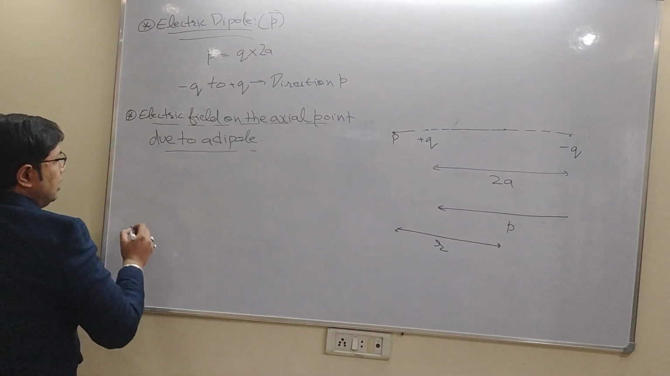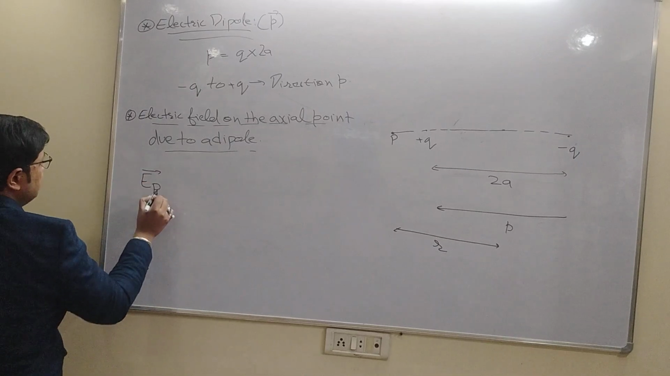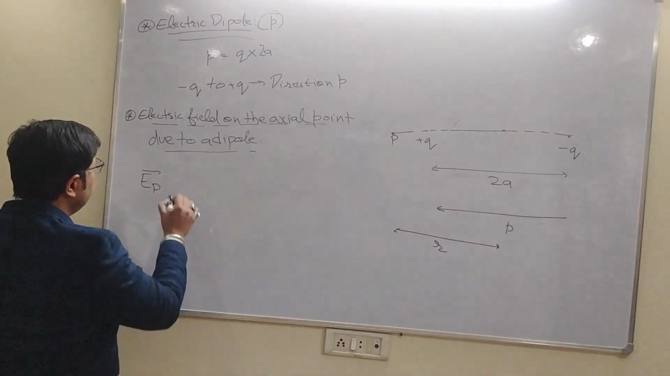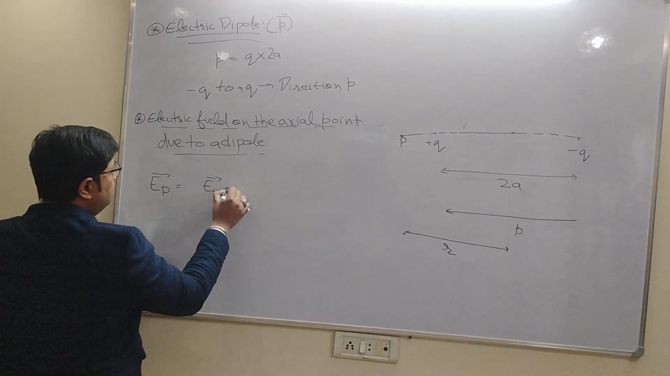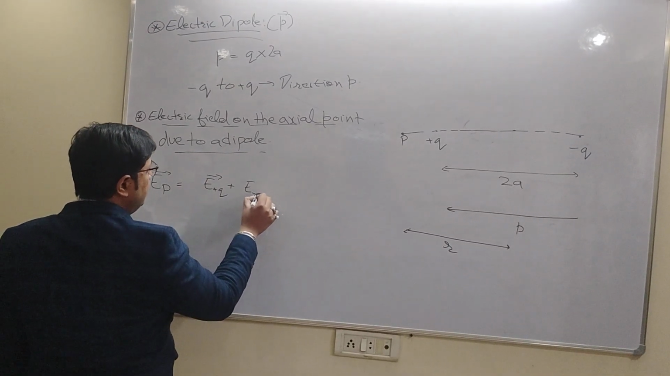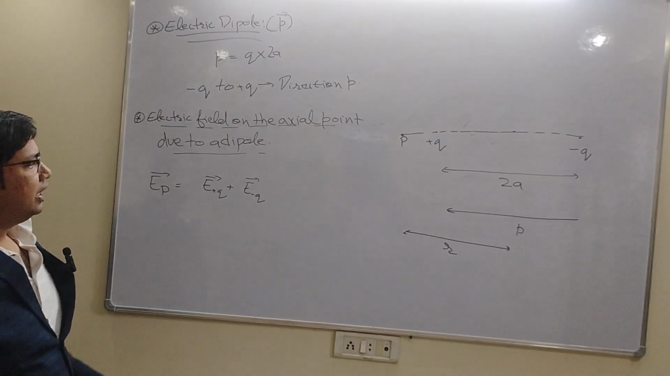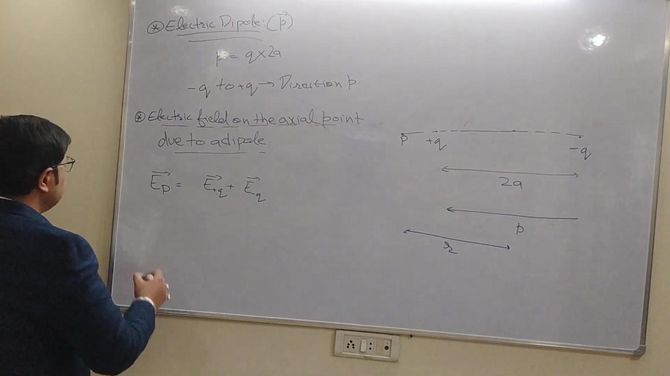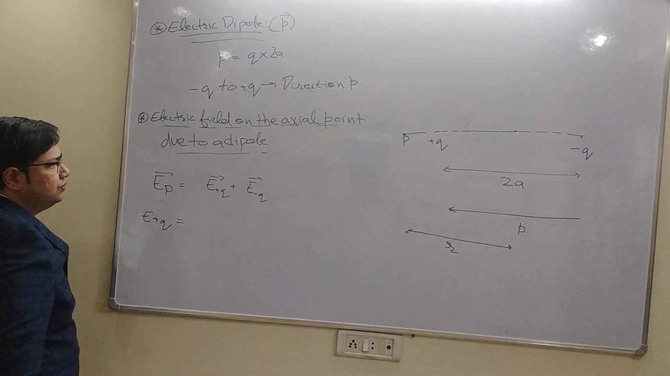I am denoting it as EP. Now, as the superposition principle says, EP will be equal to E due to plus q plus E due to minus q. When I add these two together, I will get the net electric field at point P. So what is E due to plus q?